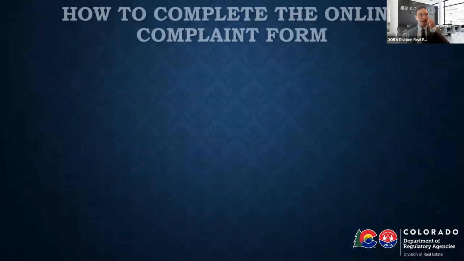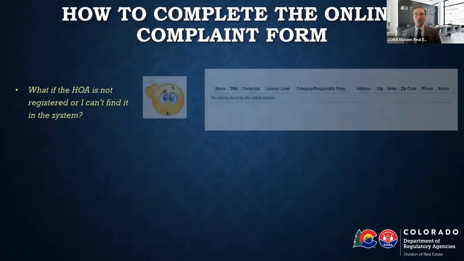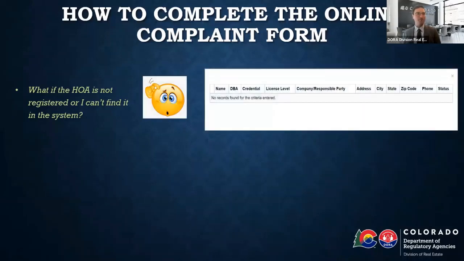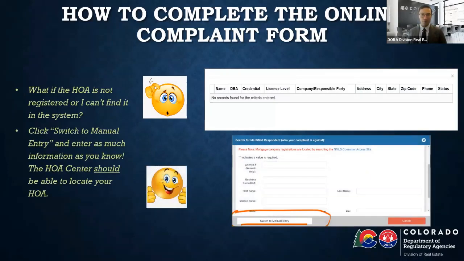So you might be asking, well, Nick, what if the HOA is not registered, or if I can't find it in the system? No matter what I search for, I keep getting the result, no records found for the criteria entered. Well, I'm actually very glad you asked that, because you can click the switch to manual entry as shown below there and enter as much information to the best of your knowledge.